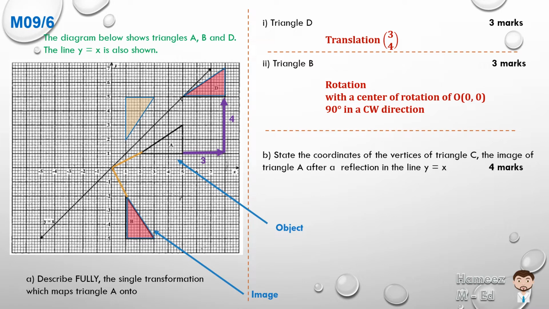So what are the vertices of this new triangle, triangle C? (1, 2), (1, 5), and (3, 5).